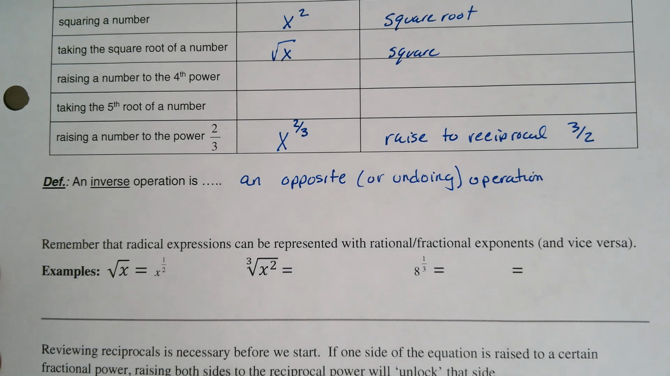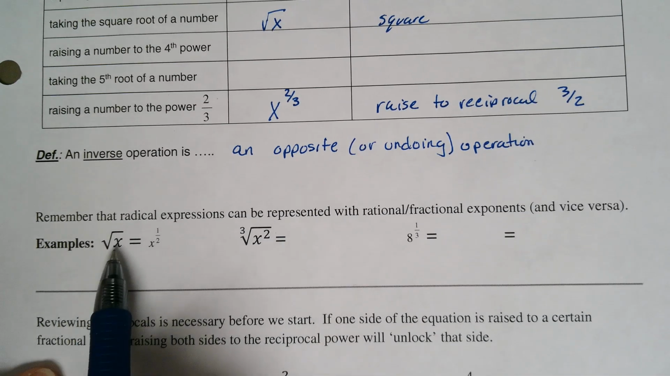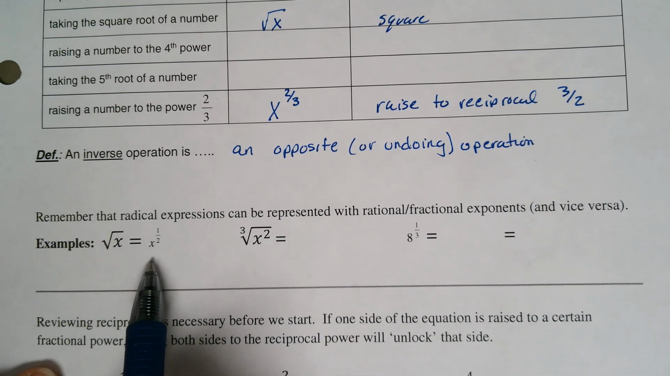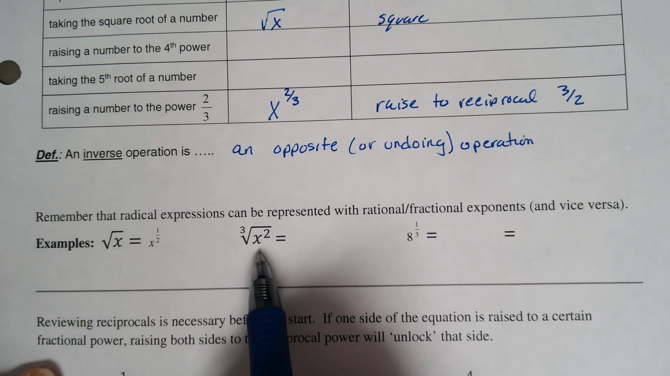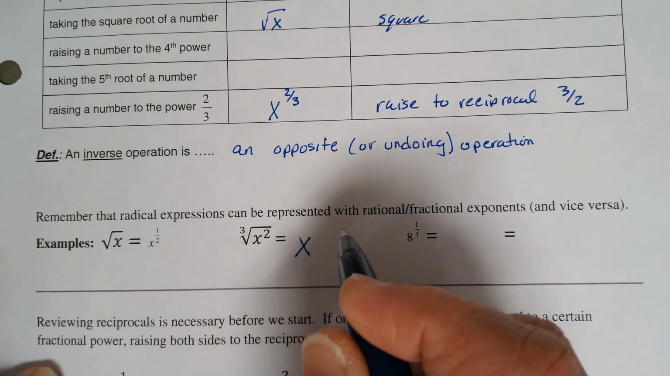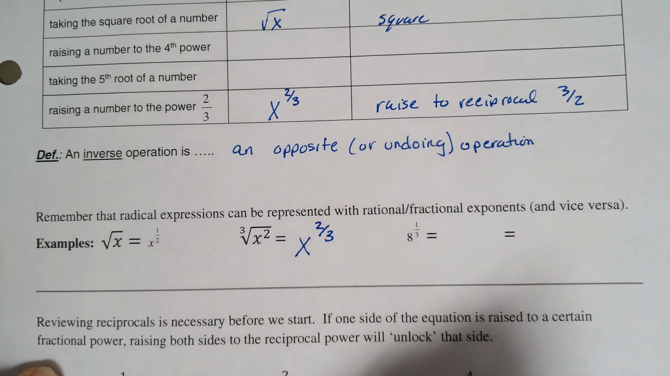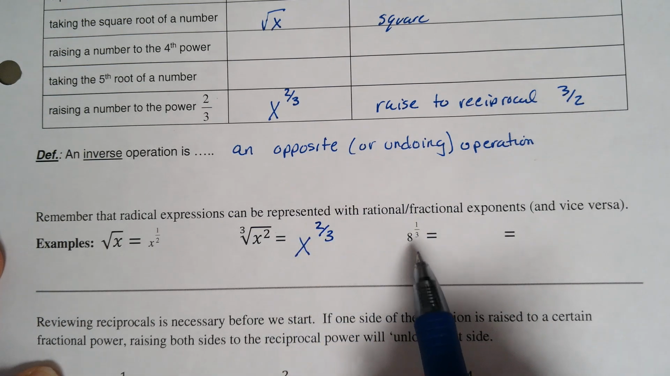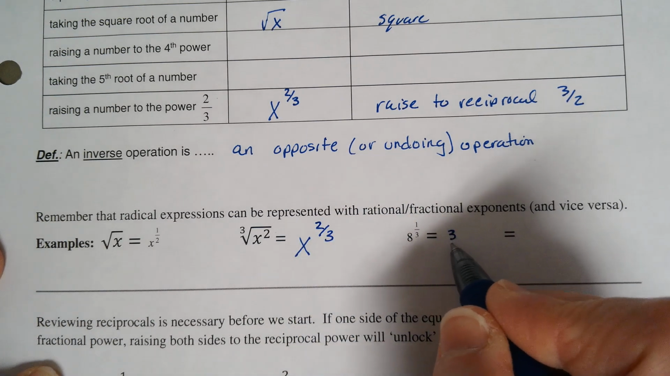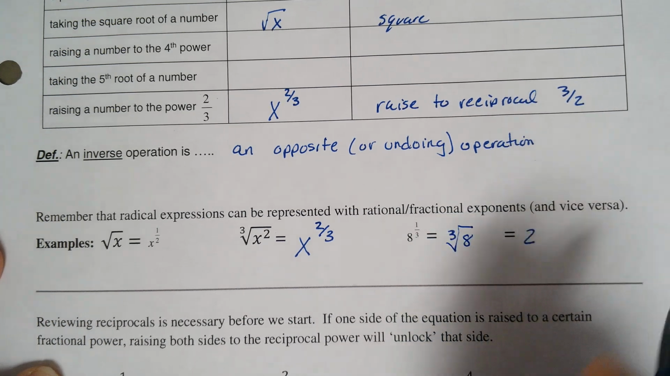Remember that radical expressions can be represented with rational or fractional exponents and vice versa. For example, the square root of x is equivalent to x to the fractional exponent 1/2. The cube root of x squared, the root, remember, is the denominator of our fractional exponent. That's equivalent to x to the 2/3. And 8 to the 1/3. In radical form, that's the cube root of 8, which is actually equal to 2.